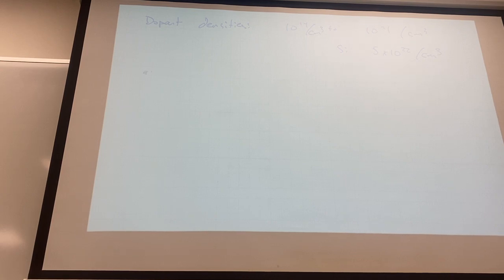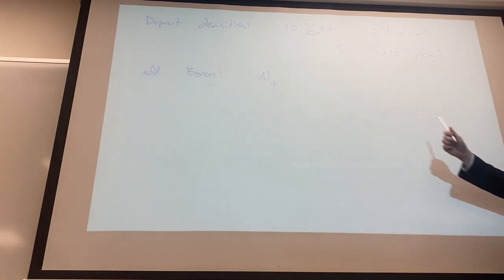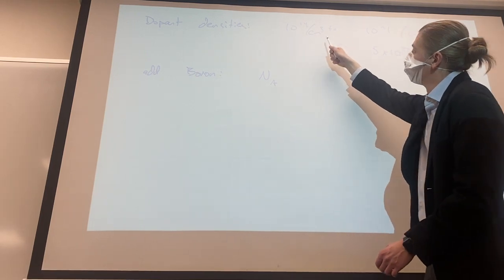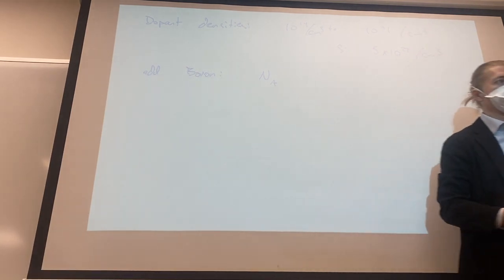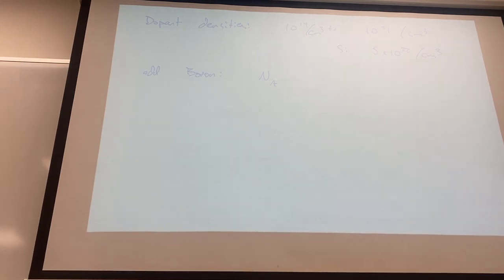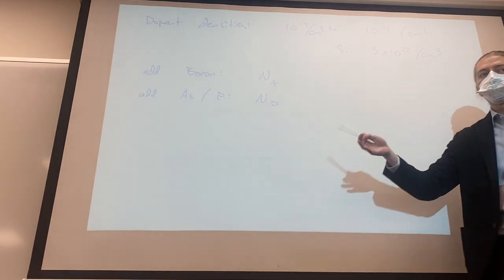If you add boron to some density, we call that density the number of acceptors, N sub A. The number of acceptors, that's the density. So if you add 10 to the 14 per cubic centimeter, that's Na now. So the number of acceptors you've added to a chunk of silicon, that's Na. You add arsenic or phosphorus, that's the number of donors. And you kind of get maybe some intuitive sense behind these names. Donors, they donate electrons. Acceptors, they accept electrons.